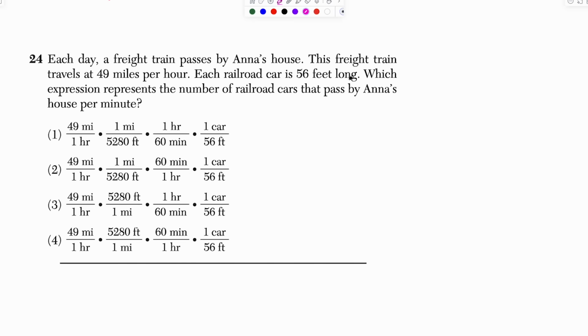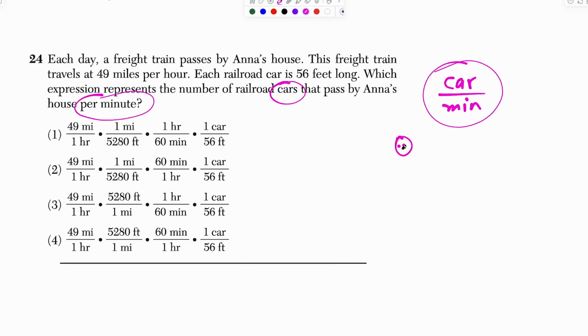So I look at what units we want at the end. Which expression represents the number of railroad cars that pass by Anna's house per minute? I'm just thinking the end result is we want cars per minute. That is what we want at the end. Okay, this is what we're aiming for. So that's what I'm thinking about.